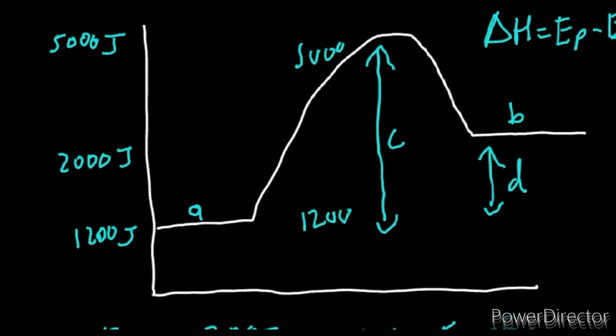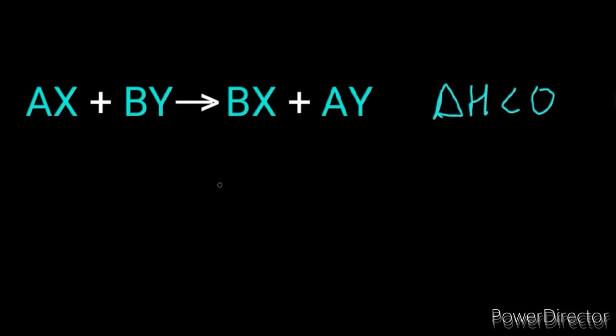So there are two ways to tell whether it's an endothermic reaction or an exothermic reaction. The first way is to compare the energy of the product and the energy of the reactants and tell which one is bigger. The second way is to look at delta H, the enthalpy, whether it is positive or negative. So let's move forward. If they give us this reaction and ask us is it endothermic or exothermic, we'll tell them it's exothermic because delta H is negative.